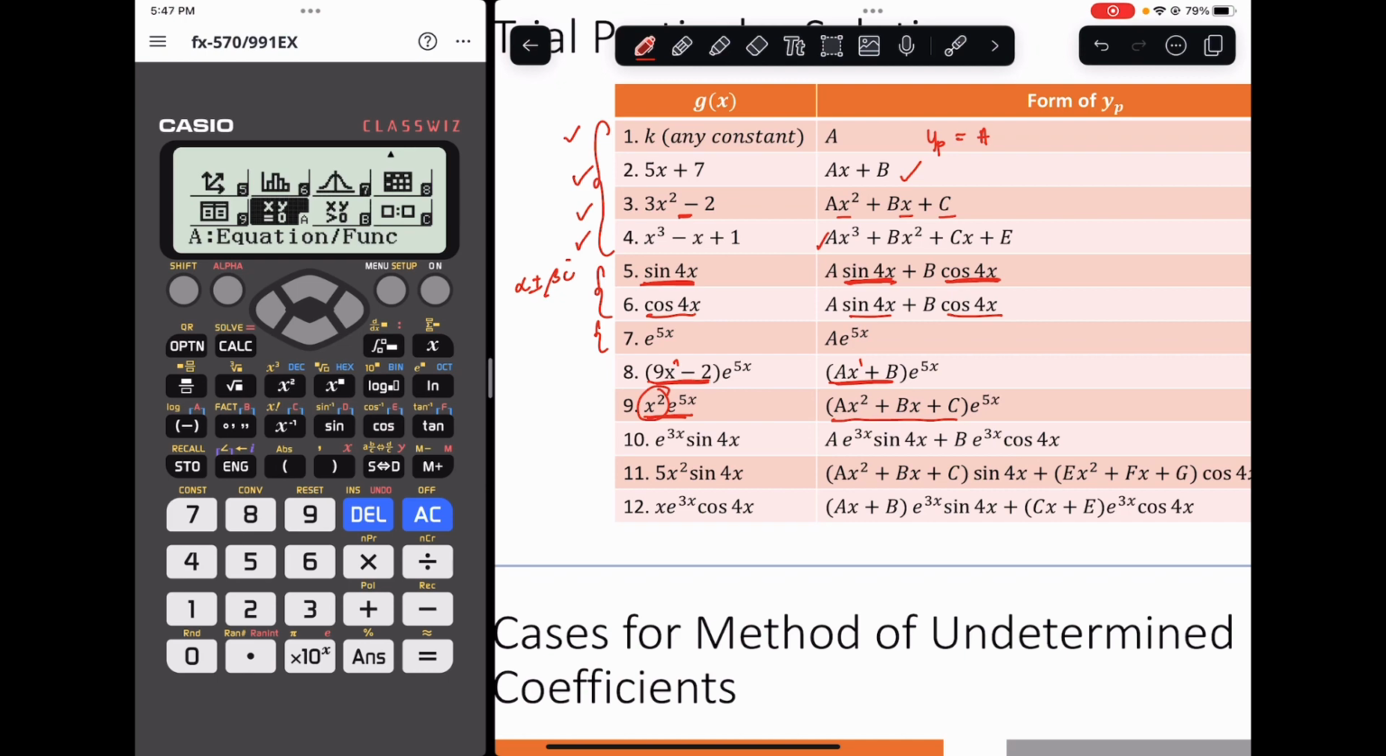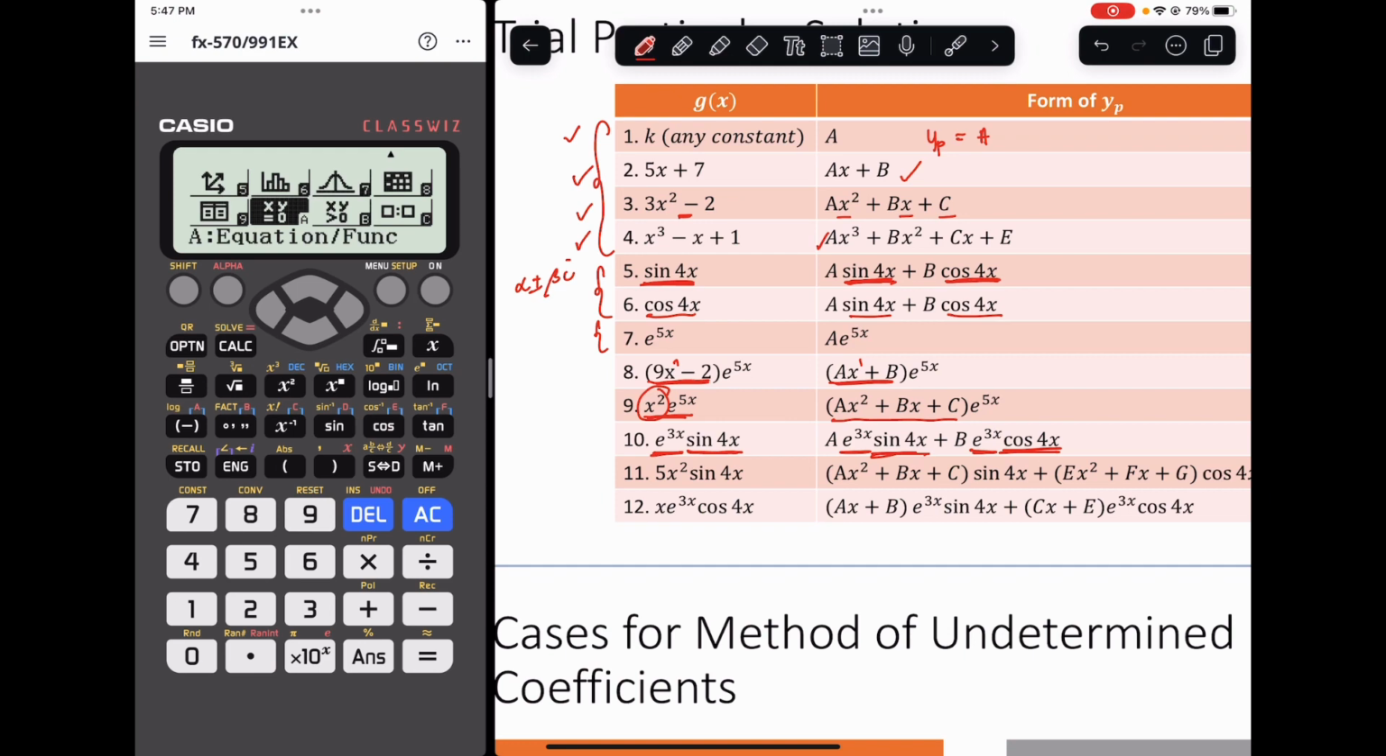So we have sine 4x, as I mentioned a while ago. If there is a sine 4x, there should be a cosine as well. So we start with sine 4x and cosine 4x, multiplied with e raised to 3x. It should contain e raised to 3x as well, and then I just attach the coefficients a and b.